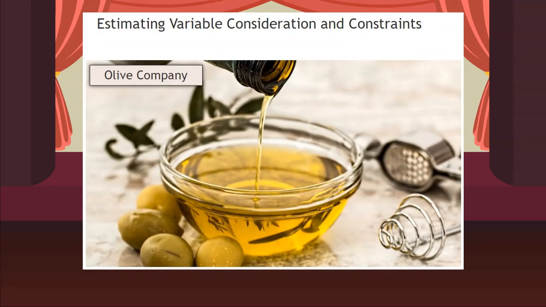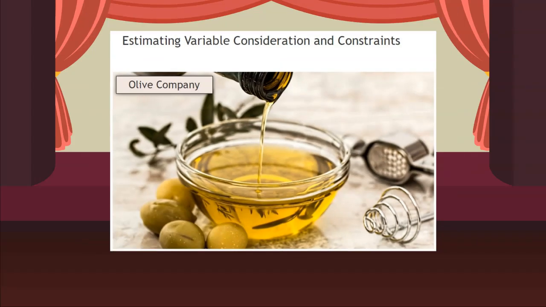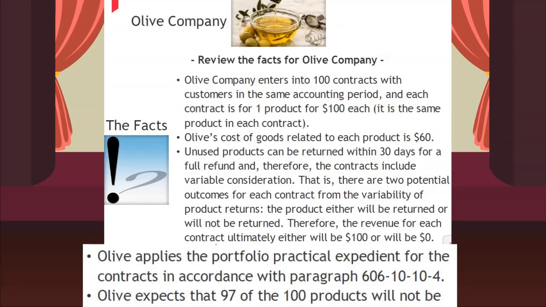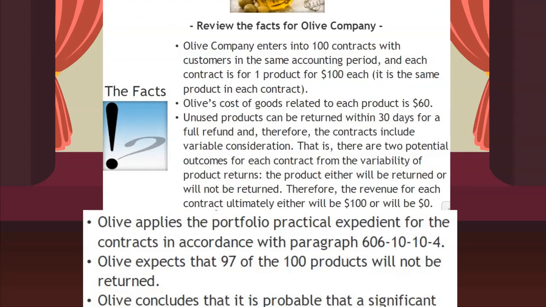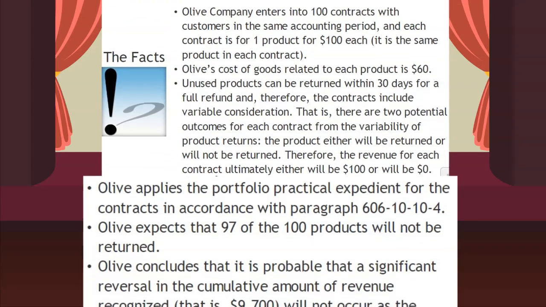Variable consideration and the constraint on variable consideration are new concepts introduced by ASC 606. Some entities may find the new guidance on variable consideration, especially the estimation approaches, somewhat confusing. Let's review a straightforward example that demonstrates the difference between the estimation approaches. Click on Olive Company to review the facts. Please pause the video here if needed and review the fact pattern.